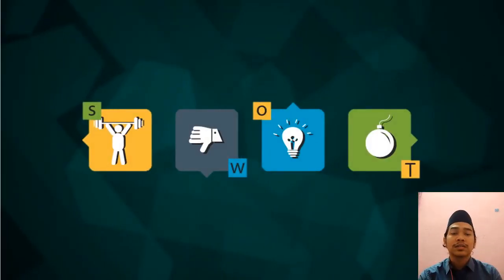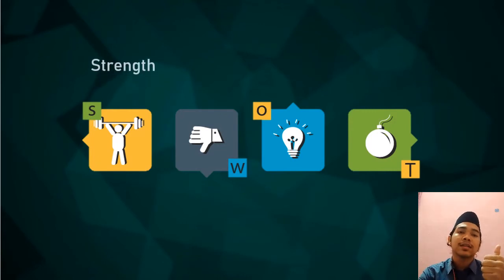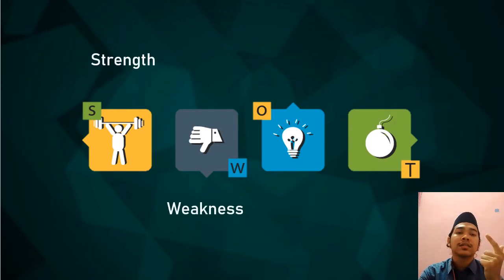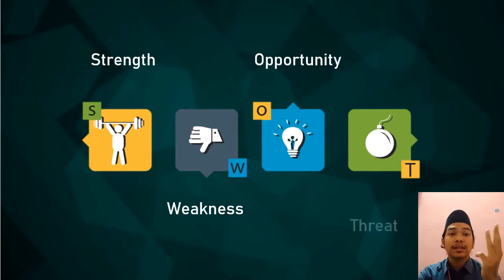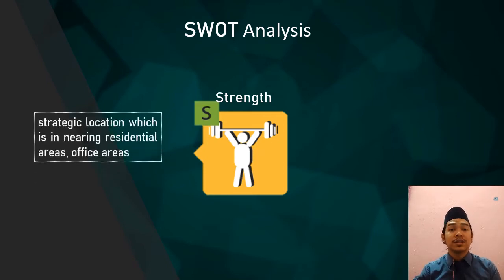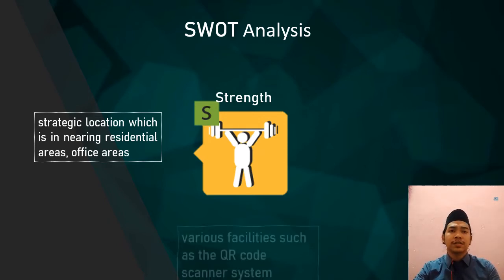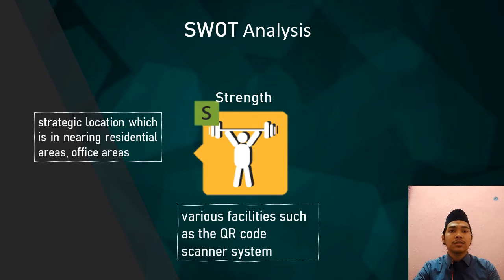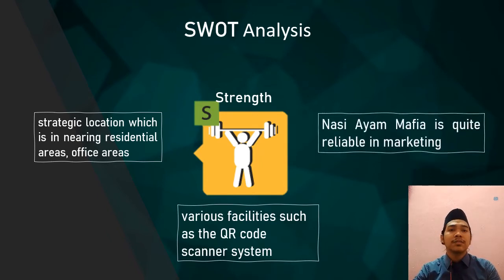SWOT stands for strength, weakness, opportunity and threat. SWOT analysis. The strength of the restaurant Nasi Ayam Mafia is its strategic location near a residential area and office area. Nasi Ayam Mafia also has various facilities such as a QR code scanner system. Nasi Ayam Mafia is quite reliable in marketing.